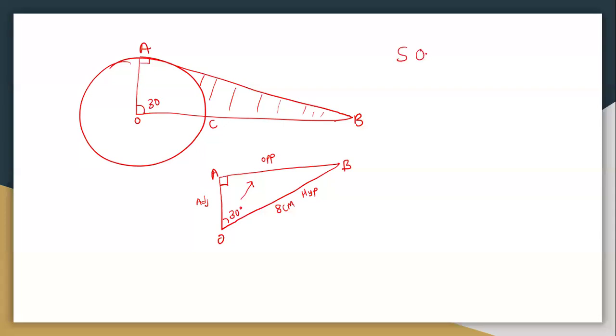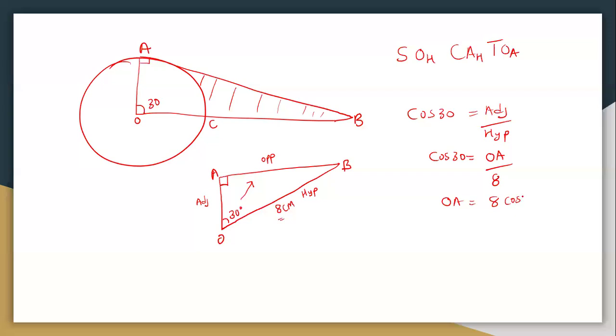So you go back to SOHCAHTOA. You ask yourself, what is cos? Cos is the one that relates adjacent and hypotenuse. Because the length they have given you is for the hypotenuse, it is much easier to use it. So cos 30 equals adjacent over hypotenuse, which is OA divided by 8. So to get OA, I'm going to cross multiply, and I'll have OA equals 8 cos 30.